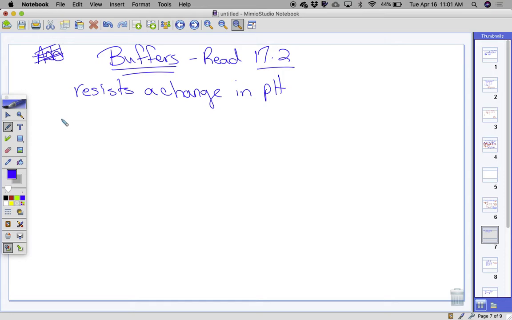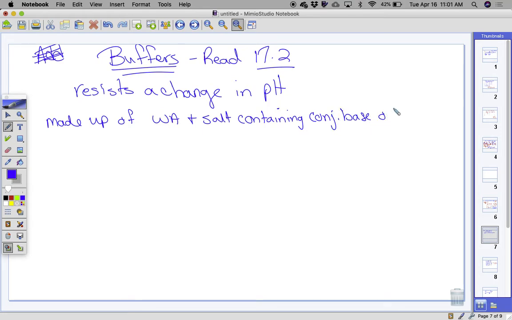All right, so a buffer is made up, and if you can recognize this, you can make your life a lot simpler and avoid ice tables. Just saying. It's made up of a weak acid and a salt containing that weak acid's conjugate base. Or it's made up of a weak base and a salt containing its conjugate acid. If that makes any sense, we'll see it in a second.